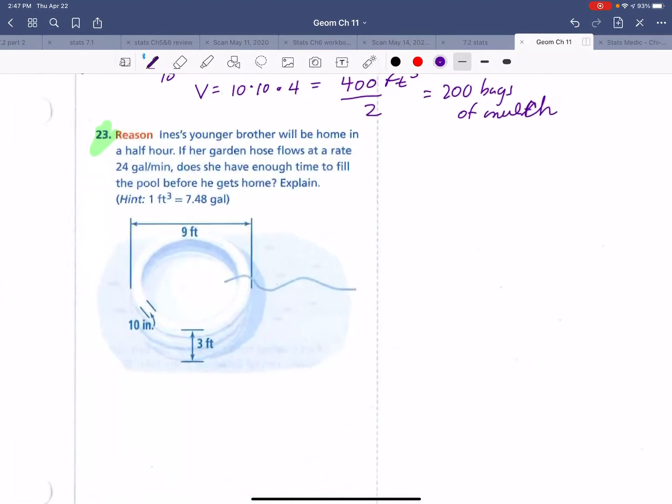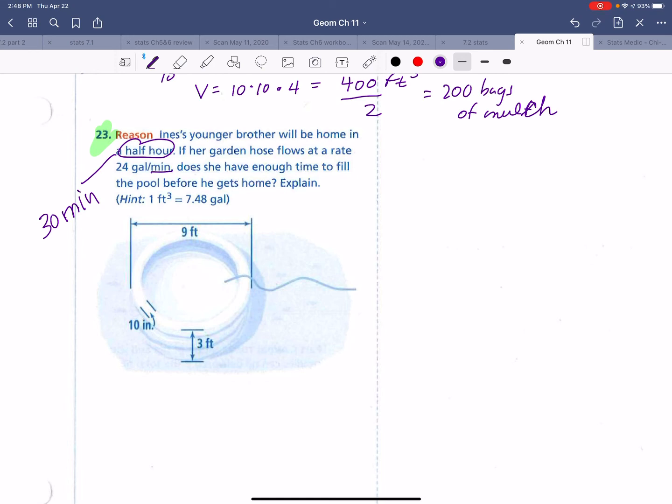Now 23. Inez's younger brother will be home in half of an hour. Okay. A half of an hour is 30 minutes, right? And I want everything in the same measurement. If her garden hose flows at a rate of 24 gallons per minute, does she have enough time to fill the pool before he gets home?